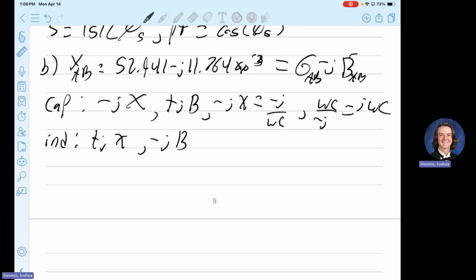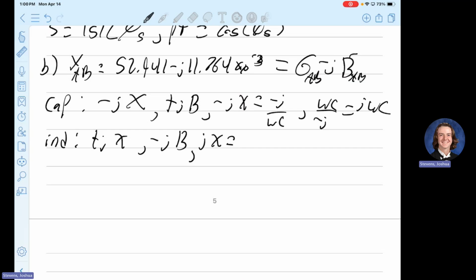Does that make sense? It's a negative. There's a negative of the entire fraction, a j in the denominator. If you put that up top, it becomes a negative j. So a negative times a negative becomes a positive. And it's the same type of thing here.